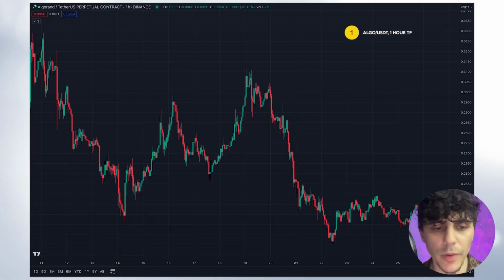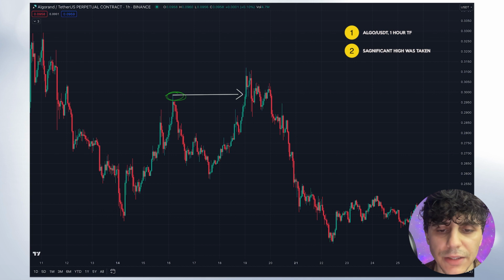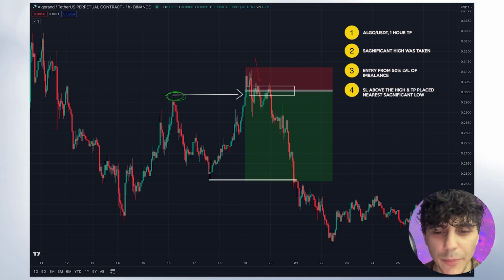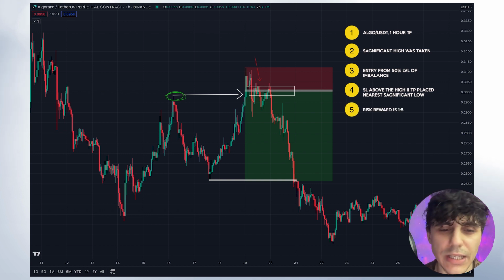The first example will be on the ALGO chart, 1 hour time frame. We took the previous significant high here after a sharp price drop where an imbalance was created. We're entering the position from 50% of imbalance, stop loss is set above the high and take profit is set to the nearest significant low. The risk reward ratio is 1:5.